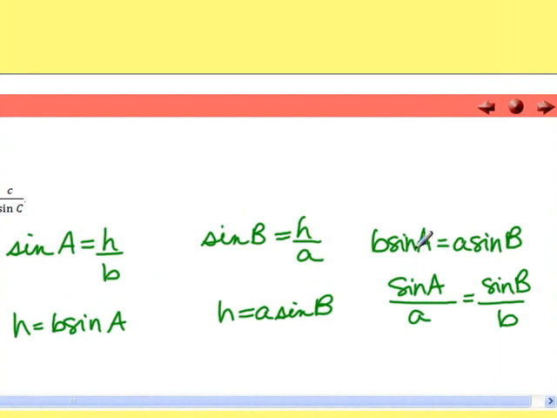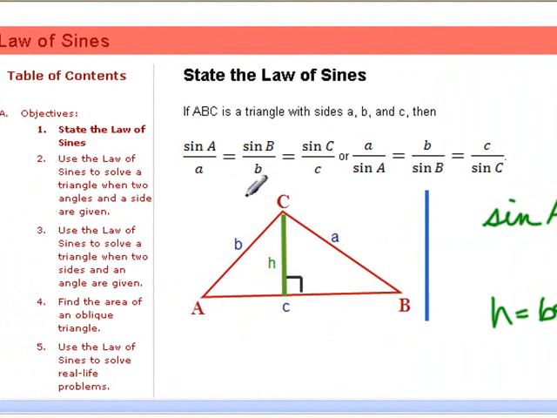Now I could have also divided by sine A or sine B, and we know that this is legitimate because we're never dividing by 0. It wouldn't make sense to have a side of length 0 here. I get this equivalency that sine A over a is equal to sine B over b, and it would be the same thing for sine C over c, and that is exactly what the law of sines is.